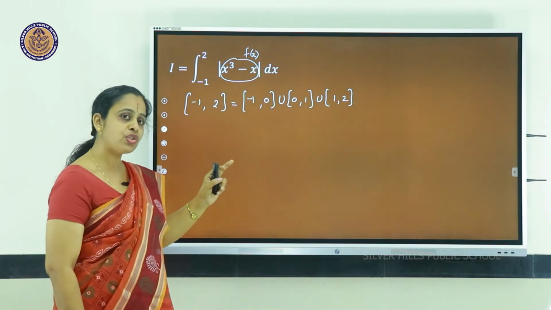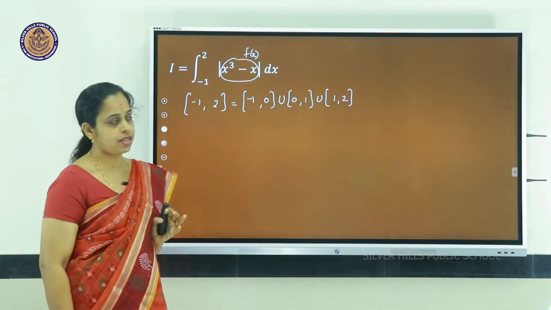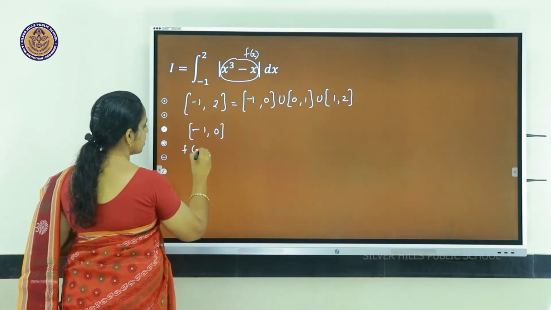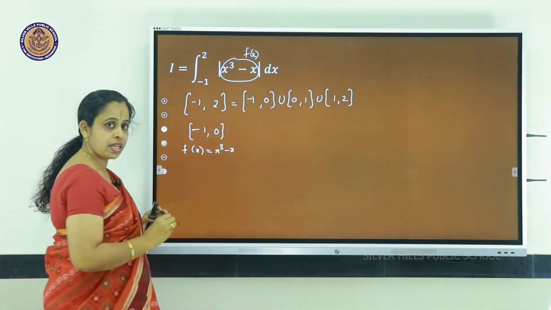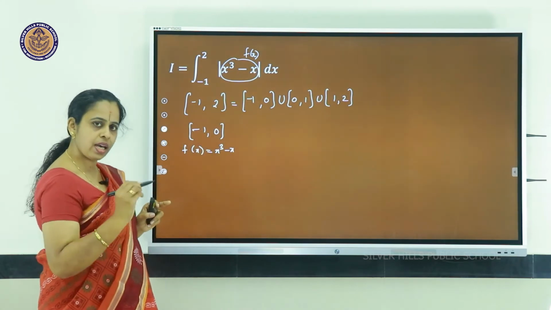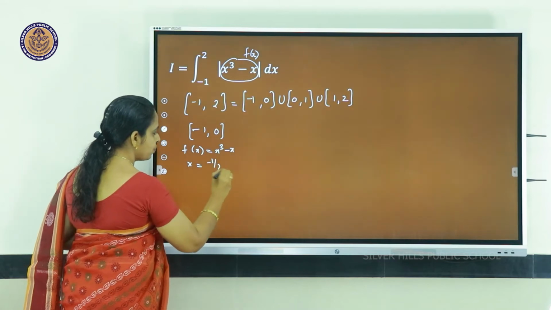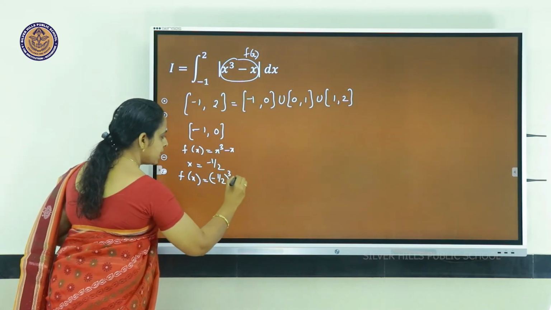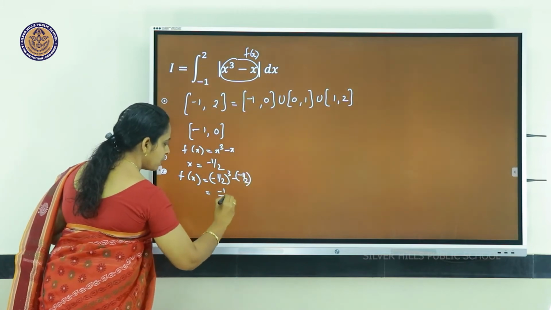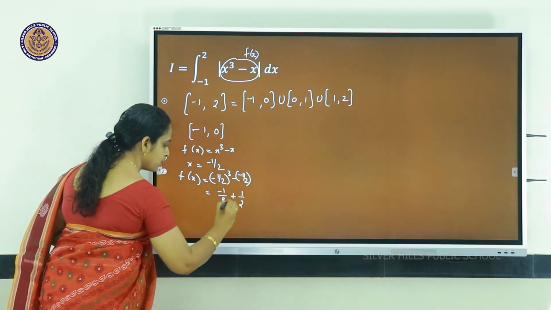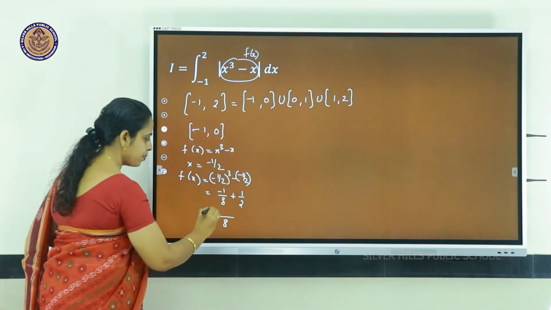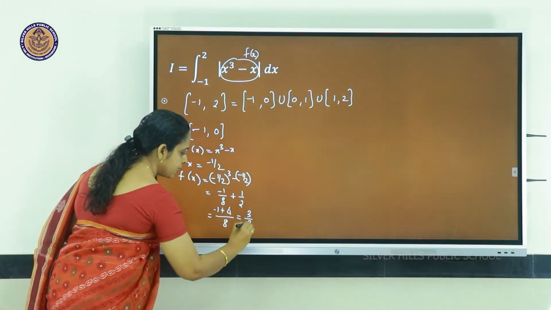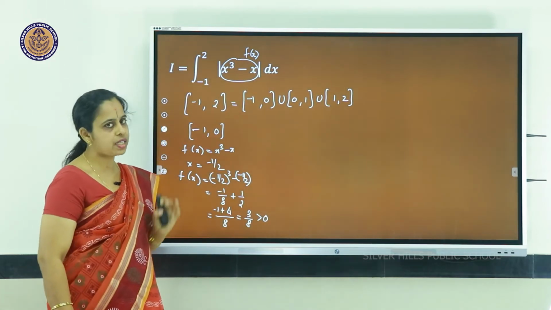Now, let us see the nature of the function f x in each of these intervals. In minus 1 to 0, our function is x cube minus x. Let us give a value lying between this to x. Example, x equal to minus half. So, f x will become equal to minus 1 by 2 whole cube minus of minus 1 by 2, which is minus 1 by 8 plus 1 by 2, equal to, with LCM 8, minus 1 plus 4, which will be 3 by 8, positive. We have to get the positive or negative, that's all.